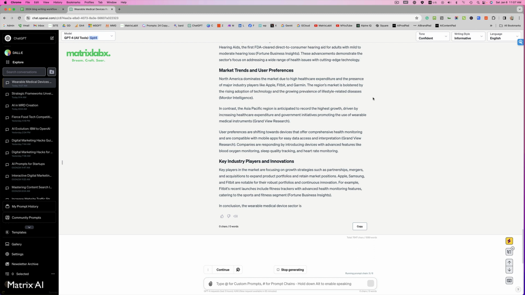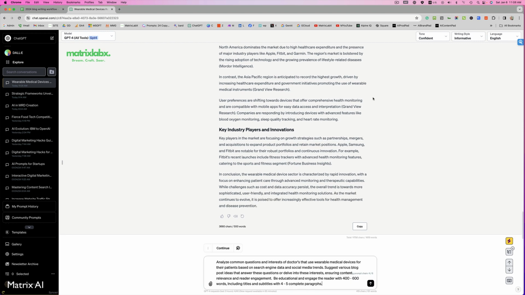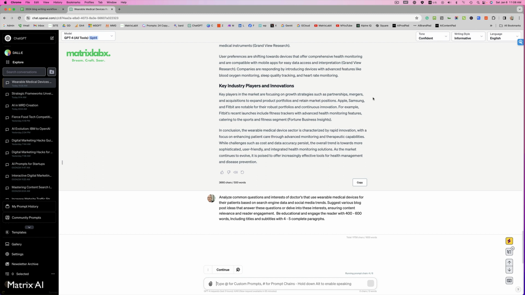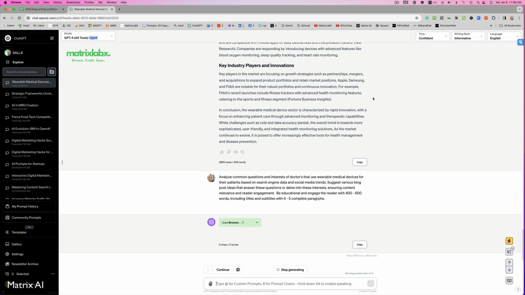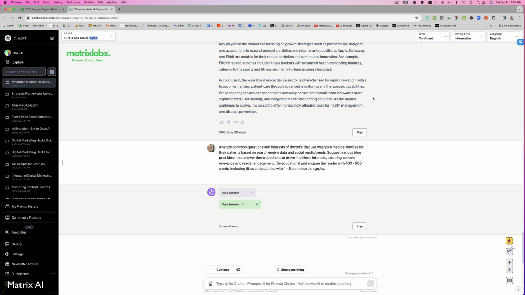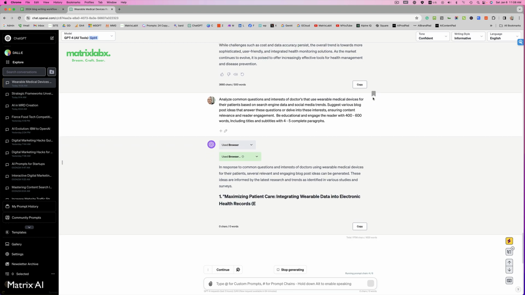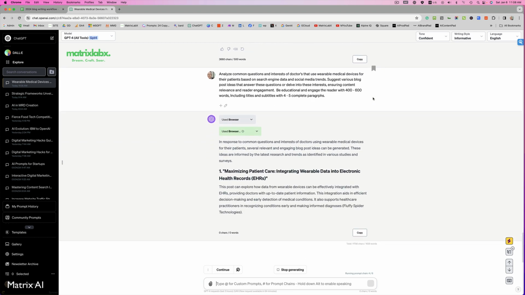Let's just look at some of this stuff. So we're getting key industry players and innovations out there. We're getting some sources out there. A lot of these tools, I'm already just kind of scanning this. Effective tools for health management and disease prevention. Yeah, if you have a wearable medical device on you and that's tuned up to some sort of metric on the other side, whether it's a physician's assistant, a doctor, could be pre-surgery, post-surgery, could be just normal life. A lot of health care.